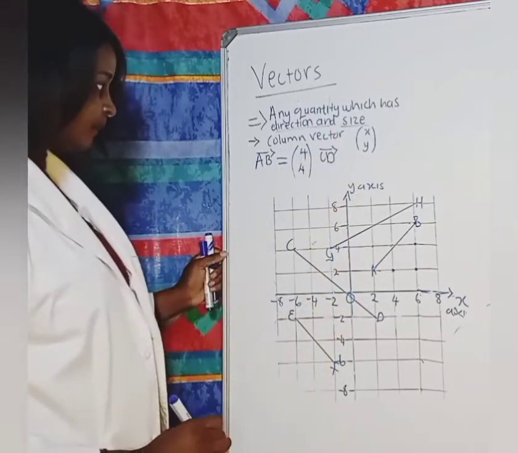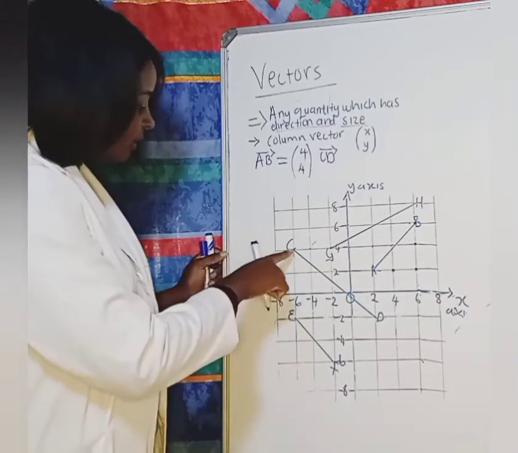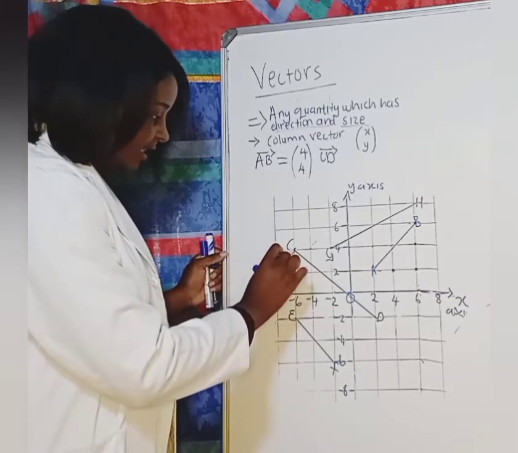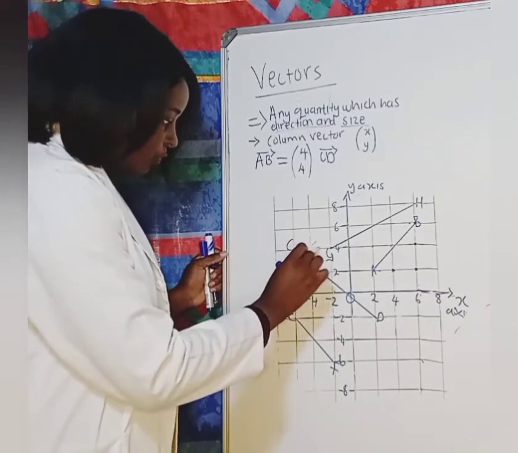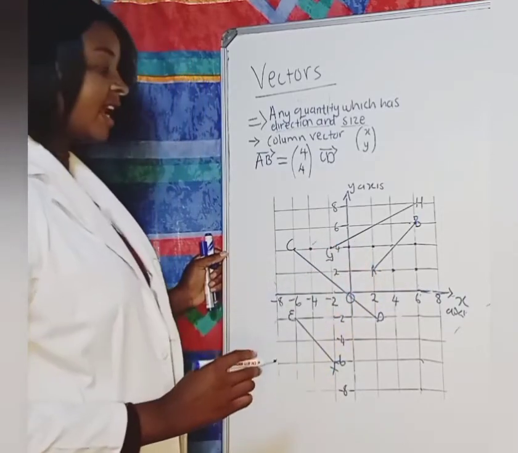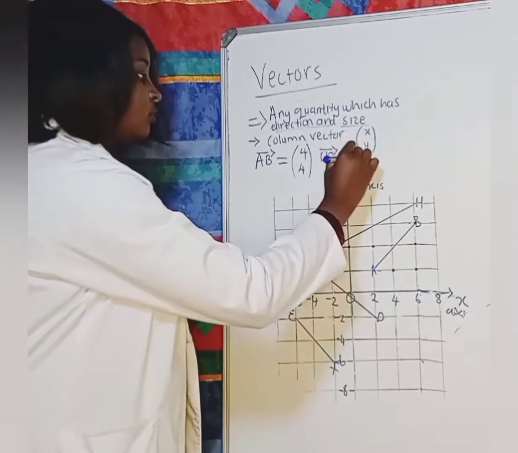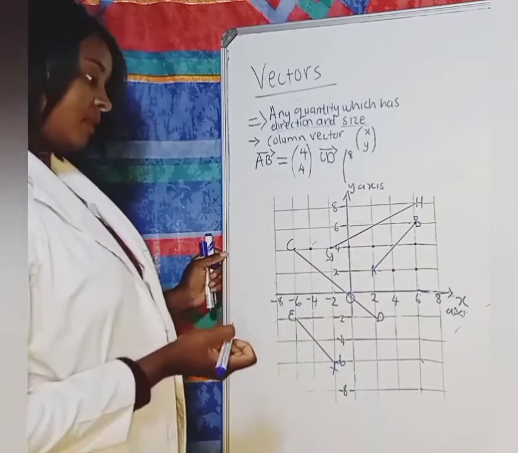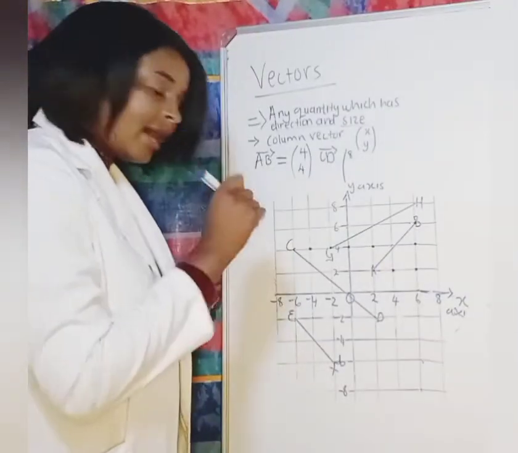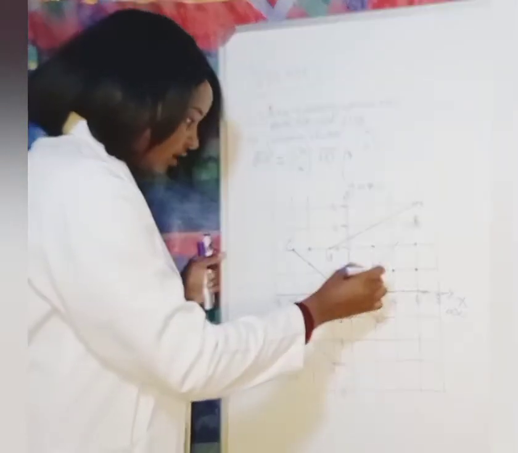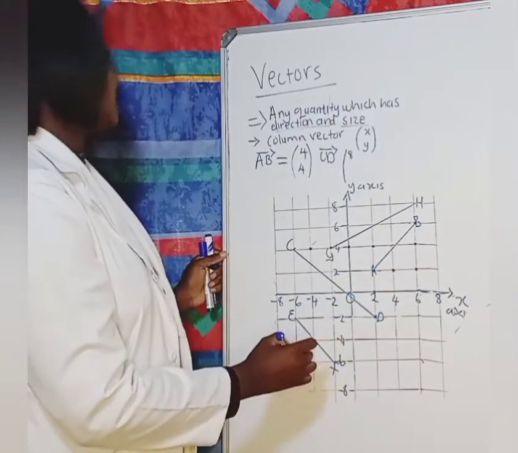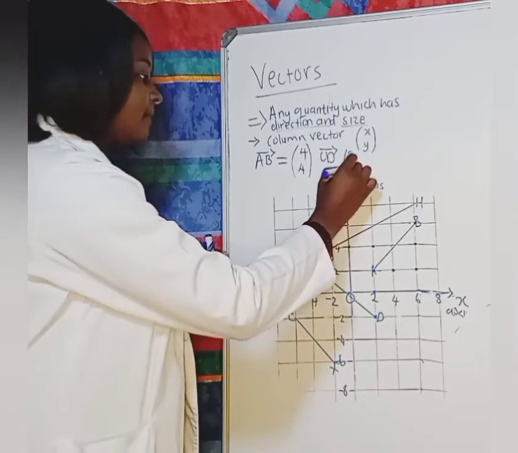What about vector CD? Let's do the same. We're moving from C to D, right? For vector CD, in the x-axis, let's move 2, 4, 6, 8. We moved 8 units in the x-axis, so I'm going to put my 8 there. What about in the y-axis? We are moving down, so our value is going to be negative. It's 2, 4, 6. Okay, I hope you guys are following. So it's 8, minus 6.